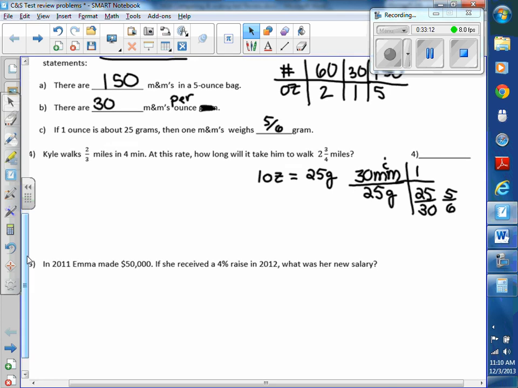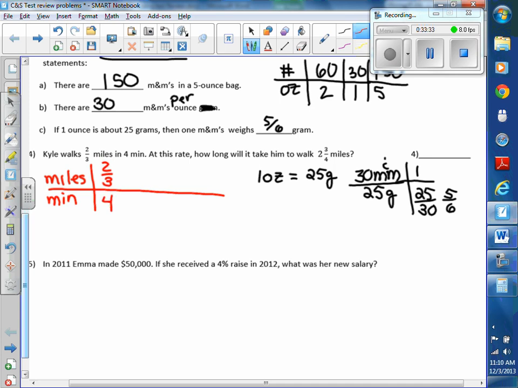Kyle walks 2/3 of a mile in 4 minutes. Did you know that, Kyle? No. So miles per minute. One thing I remembered that was a trouble spot for some of you on the quizzes was labeling, and then you lost track of your work. Don't forget to label. So Kyle walked 2/3 of a mile in 4 minutes, and we want to see how long it will take him to walk 2 3/4 miles.